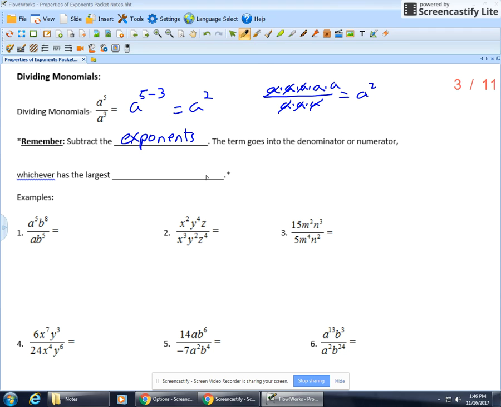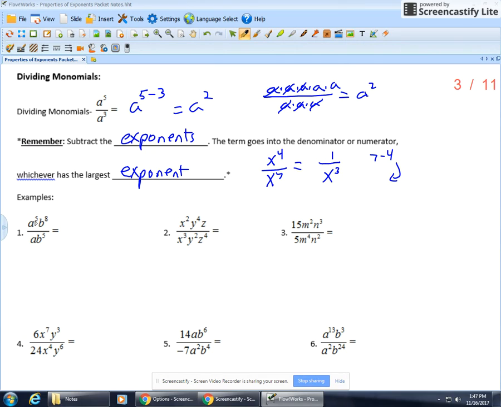All right. Whichever has the largest exponent goes to the top or the bottom. So if the bottom has the largest one, it stays at the bottom. If the top part, the numerator, has the largest exponent, it stays at the top. An example of this would be x to the fourth power over x to the seventh power. You're going to get 1 over x to the third power, because this is still 7 minus 4, but it goes to the bottom because the bottom part has the highest exponent.